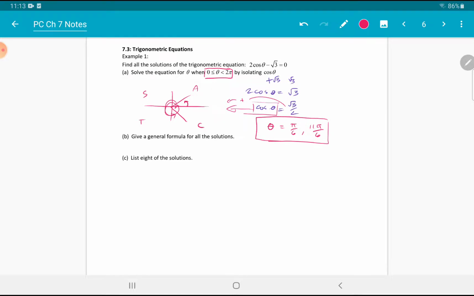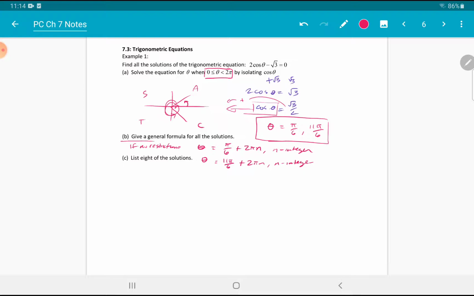Okay. If we did want to find all the general answers, if there were no restrictions, that's what part B is asking us for. If there were no restrictions, then how can we find all the solutions? Well, we know that we're going to have the value of pi over 6, and we can add all coterminal values of 2 pi n, where n is an integer. Likewise, we can also find that 11 pi over 6 can be added to 2 pi n, where again n is an integer. So that's what you'd want to write if you want to find all the solutions.